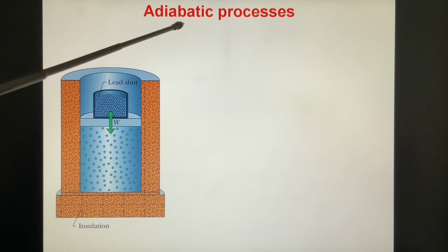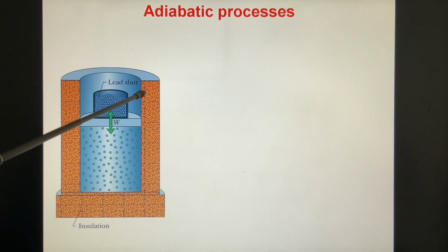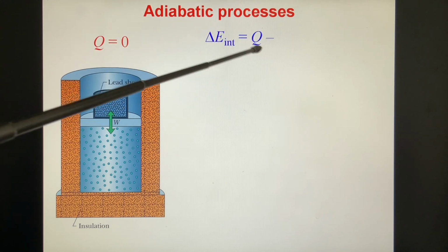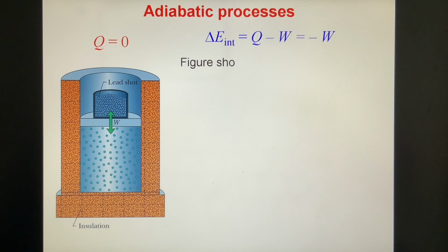Let's see the adiabatic process. This container is all insulated, so no heat exchange is possible. So it can only change the work. Okay, so this is less shock to the system. Q equals 0. Now ΔE internal equals minus W.